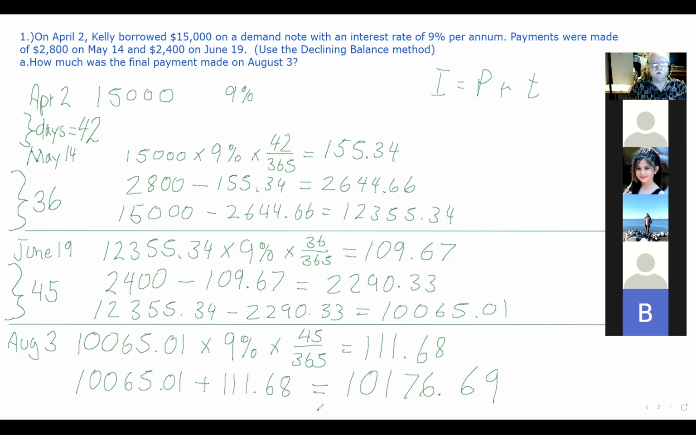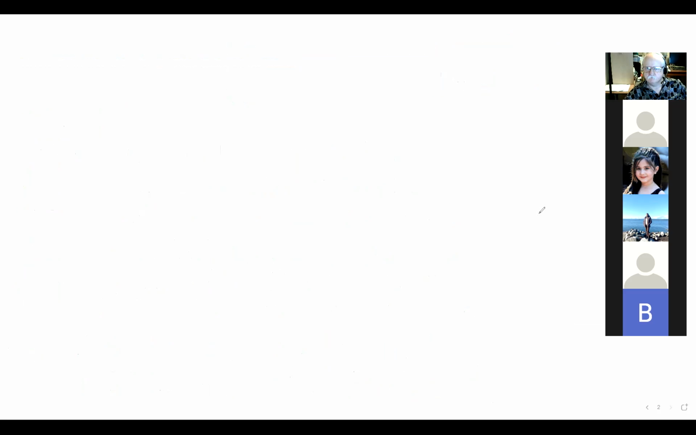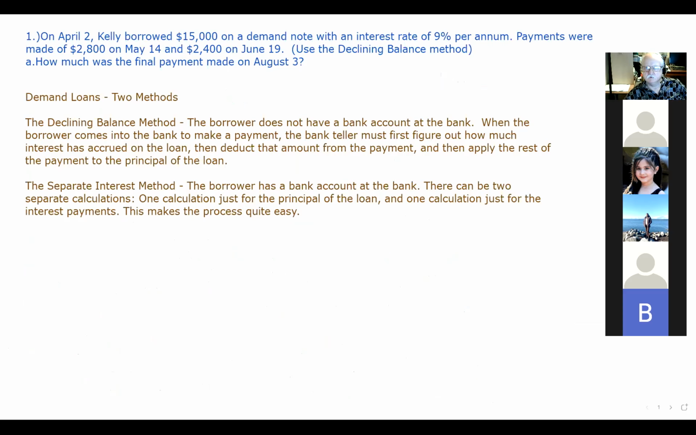So any questions on how the declining balance method worked before we take a look at the simple interest method? Or the separate interest method. Okay, let's save that. And clear that. And take a look at the separate interest method.